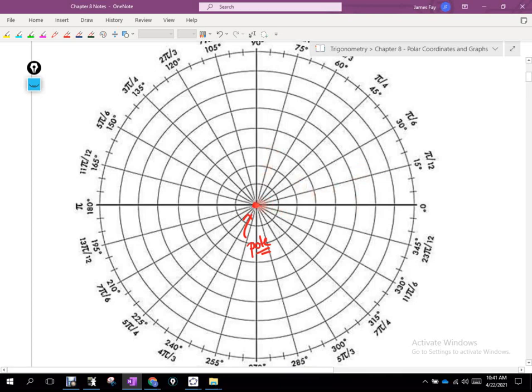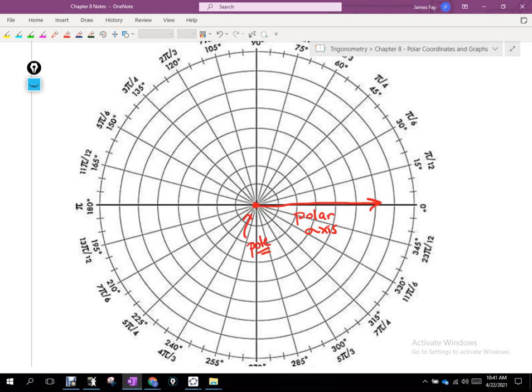This ray right there, called our positive x-axis in the rectangular system, we call that our polar axis here. Polar axis. Those are the two structure parts of a polar graph that we'll refer to.